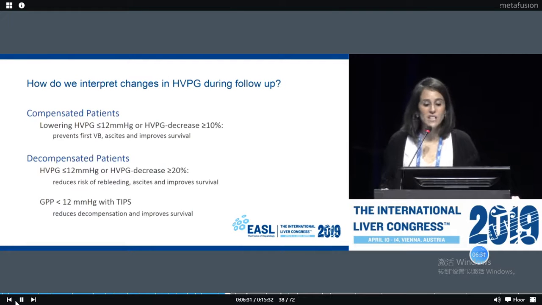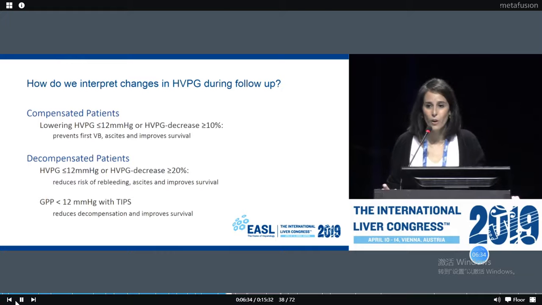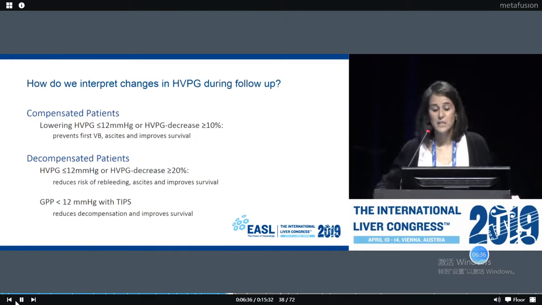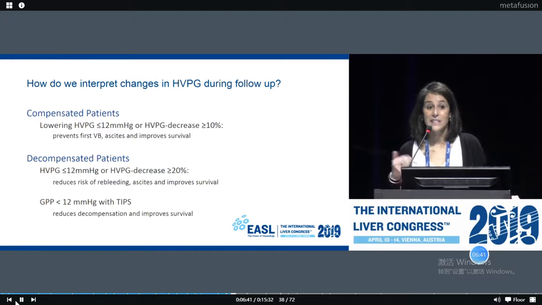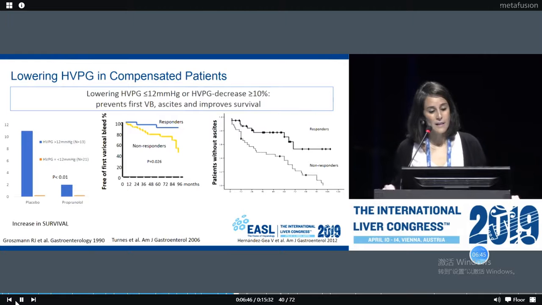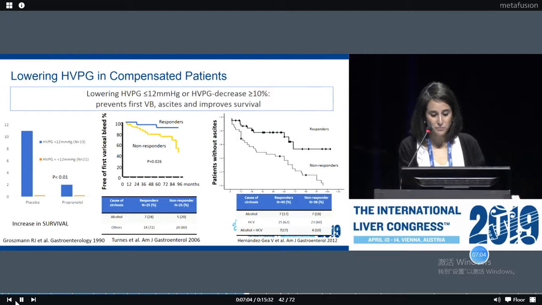How do we interpret the changes in HVPG during follow-up? We know that lowering HVPG can impact the outcome of both compensated and decompensated patients. And lowering HVPG below 12 or having a decrease in HVPG equal to or more than 10% is able to prevent the first variceal bleeding episode, prevent ascites, decompensation, and also improves survival.